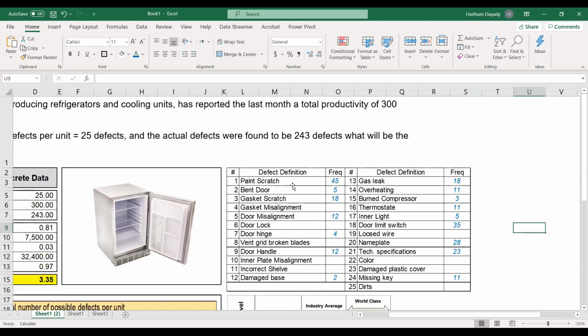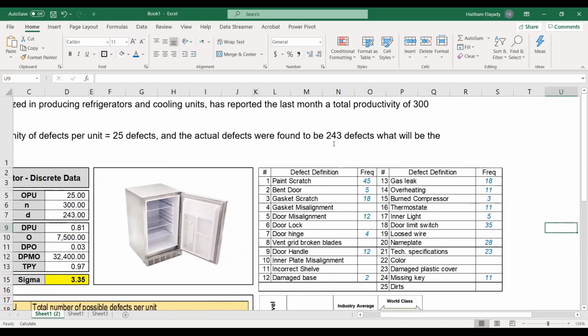So as you can see, for example, here, if we go to the example, they mentioned that they found a total of 243 defects. From where do they get this one? You can get it from the punch list of the QC, or you assign a quality assurance supervisor who will start to monitor all those defects from the production line.